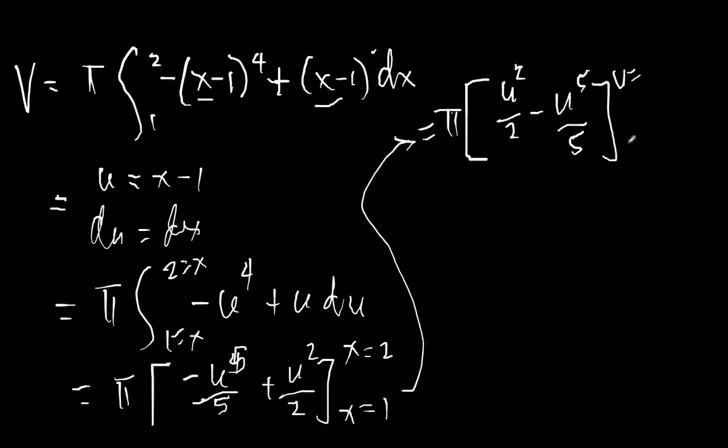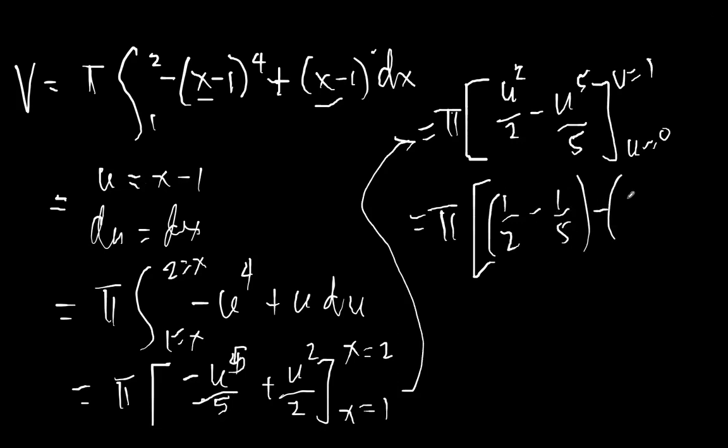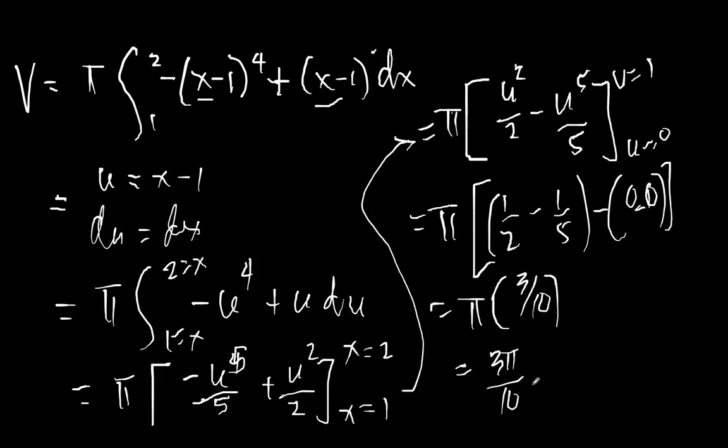And u is equal to, ano ba yung value ng u sa upper limit? When x is equal to 2, u is equal to 1. When x is equal to 1, u is equal to 0. Ayan, mas madali, 1 and 0. So this becomes pi, 1/2 minus 1/5 minus 0 minus 0. Ayan, so this becomes pi, ay, sakit sa kamay. Okay, so 5, ano ba ito? 3/10. Ayan, so this becomes 3 pi over 10 unit cube. So this is our final answer.